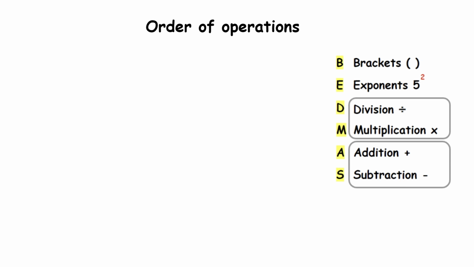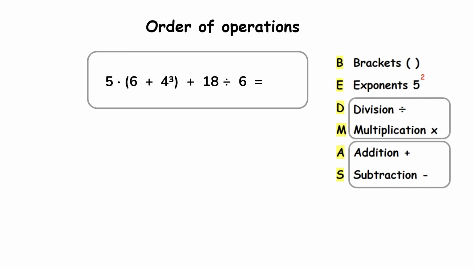Okay, let's try solving one more problem. Again, the operator that is higher on the list should be applied first. And in this case, since the problem has brackets, we need to consider the operations within the brackets before anything else. Now, as you can see, even within the brackets, we have multiple operations. So which of these should be considered first? If you answered exponents, you are correct, since exponents is higher on the list than addition. And 4 to the third power equals 64.